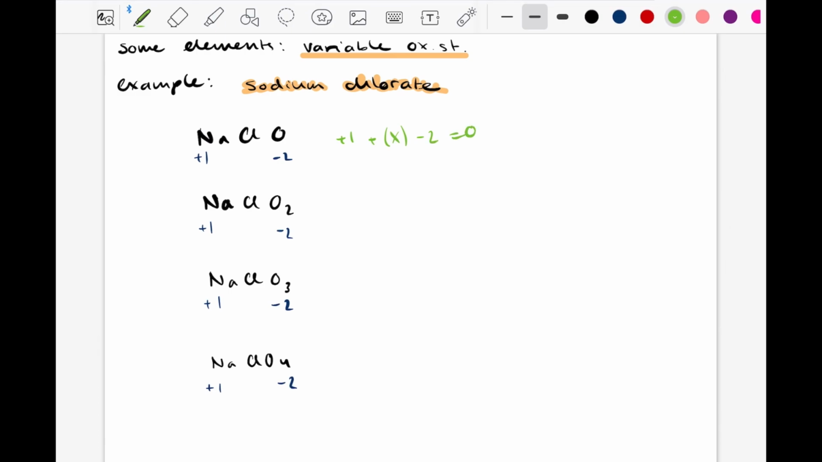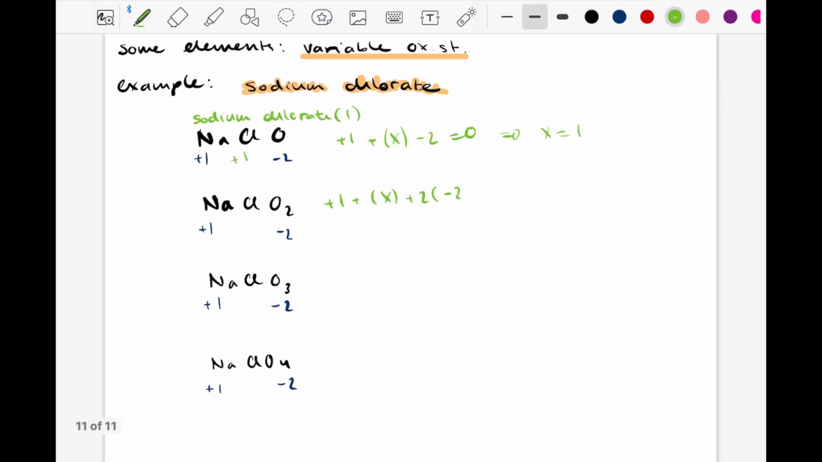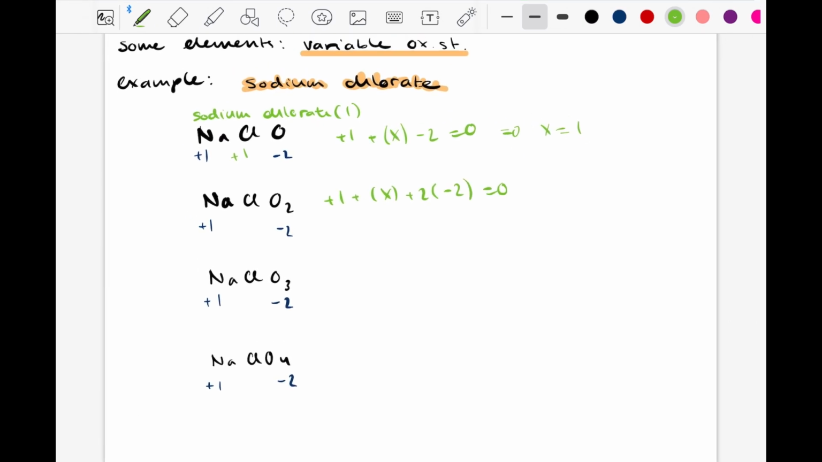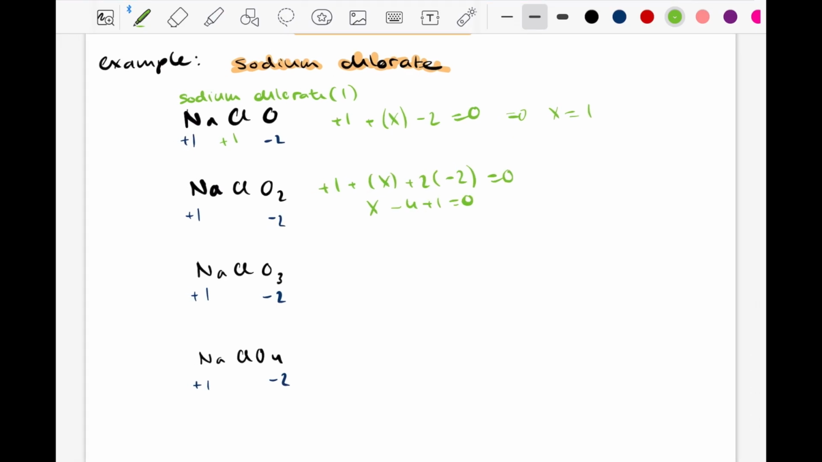-2 is equal to 0. Well, that means that X is equal to 1. And that means that the oxidation state of chlorine is +1. So in this case, we would denote this as sodium chlorate with a 1 in the Roman numeral. In this case, we're going to have +1 plus x minus 2 times 2 is equal to 0. And now we're going to have that x minus 4 plus 1 is equal to 0. So x is equal to +3. So our chlorine here is going to have an oxidation state of +3.